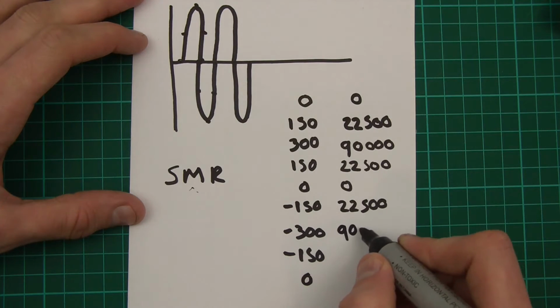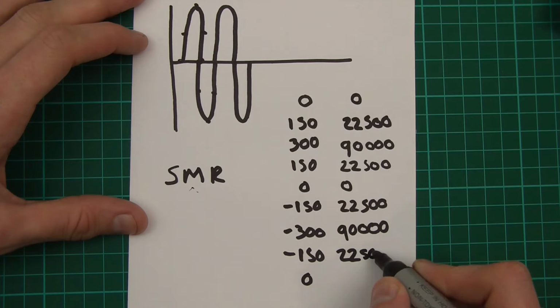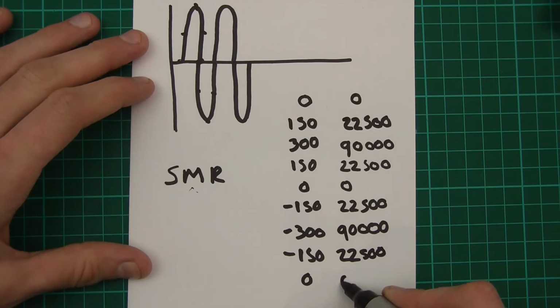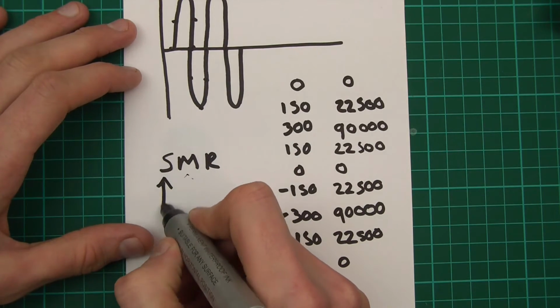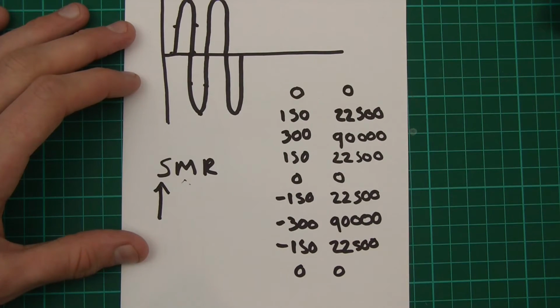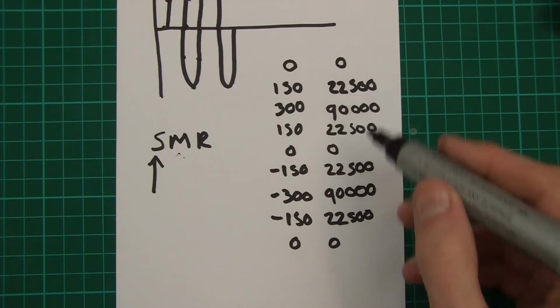And of course this will be the same, so that's 90,000. This will be the same, 22,500. And of course 0. So we've now squared. We've done this bit of the calculation. And now what we have to do is mean. So we have to get the mean of this.